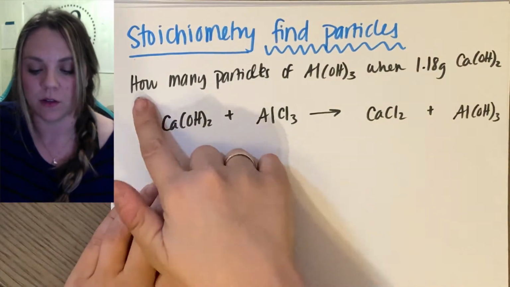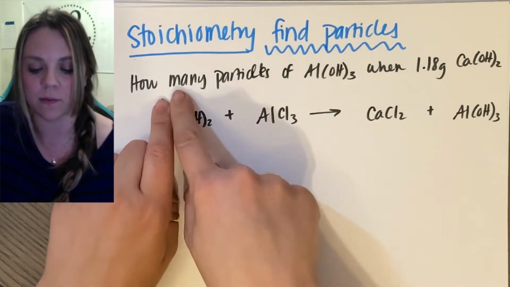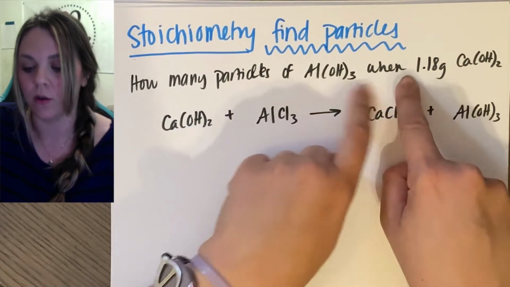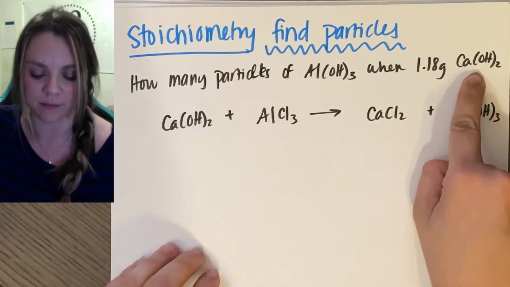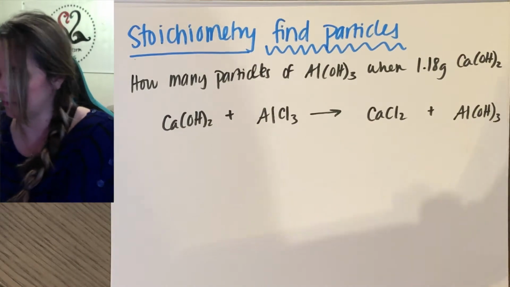I wrote this out so you didn't have to waste the time to watch me write it all out. So how many particles of aluminum hydroxide are produced when 1.18 grams of calcium hydroxide react? And I have this equation.